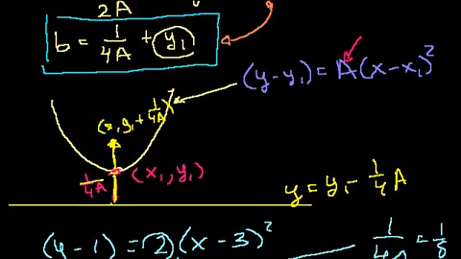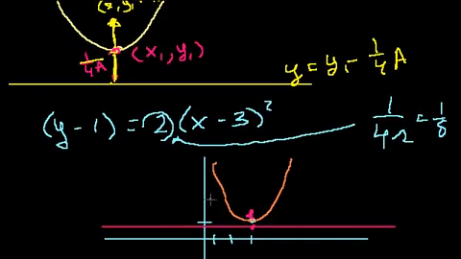And the whole point of doing all of this is just to realize that it's pretty easy to find the focus and the directrix of a parabola if you have its equation in this form. You just take whatever is multiplying the x minus whatever squared term, and you essentially divide 1 by 4 times this value, and then you know the distance from the vertex to the focus, and you know the distance from the vertex to the directrix, and you're all done.